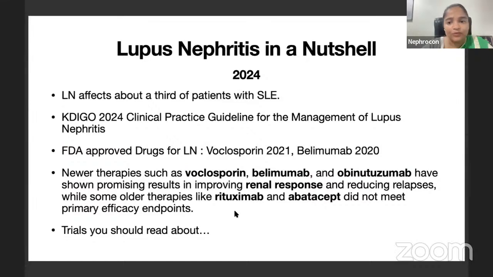As everyone must be aware, KDIGO has released lupus nephritis specific guidelines this year, with a lot of emphasis on treating each class, class 3 and class 4, and also treating lupus with thrombotic complications and pregnancy. These also have been given special consideration. The FDA has approved 2 drugs, voclosporin and belimumab. However, they are not available in India. There are a lot of drugs in the pipeline, one of them being obinutuzumab, showing promising results.